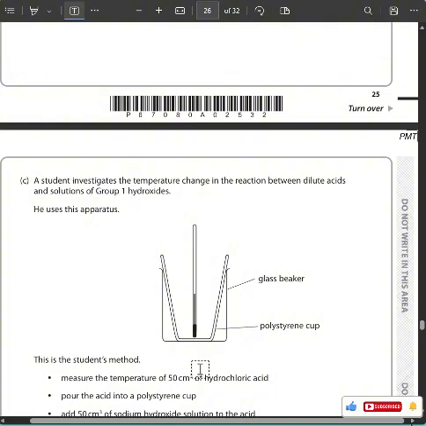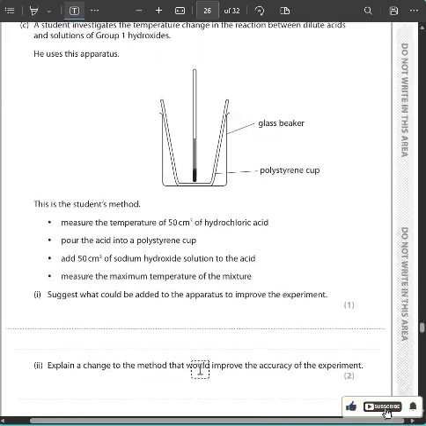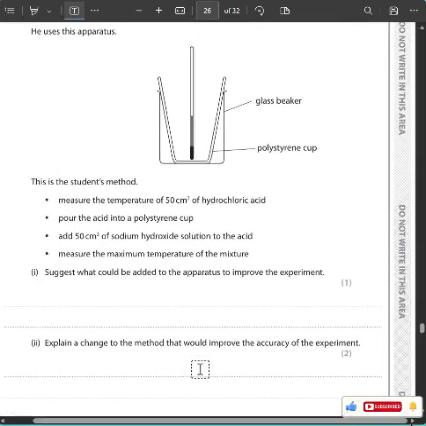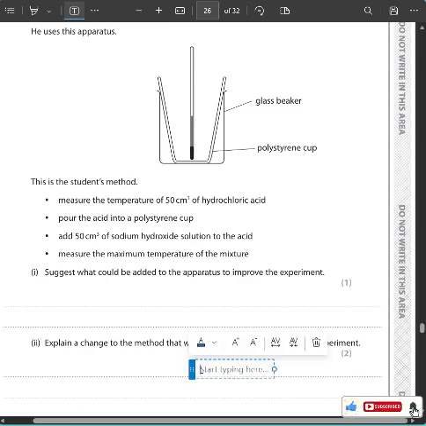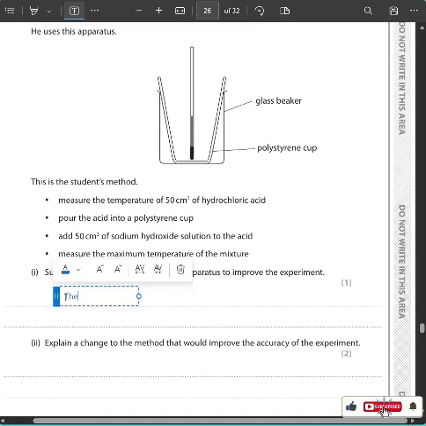The next one: a student investigates the temperature change in the reaction between dilute acids and solutions of group 1 hydroxides. He uses this apparatus. This is the student's method. Measure the temperature of 50 cm³ of hydrochloric acid. Pour the acid into a polystyrene cup. Add 50 cm³ of sodium hydroxide solution to the acid. Measure the maximum temperature of the mixture. Suggest what could be added to the apparatus to improve the experiment. They should cover the apparatus.